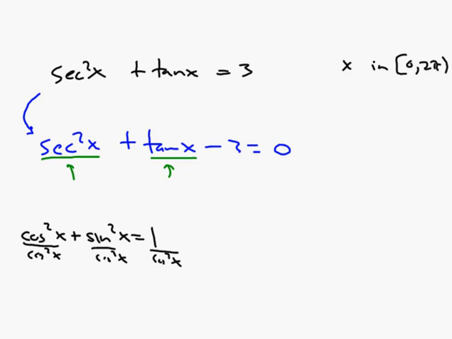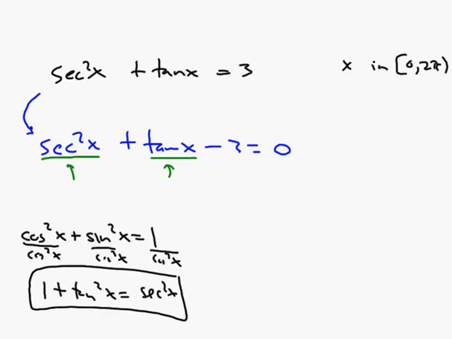If we do that, this becomes 1 plus tangent squared x equals secant squared. Okay. So that turns out to be really handy. So now what I can do is solve this problem where I have two different trig functions in the same equation. I'd like them to both be tangent, and that's what I'm going to do by making a substitution.